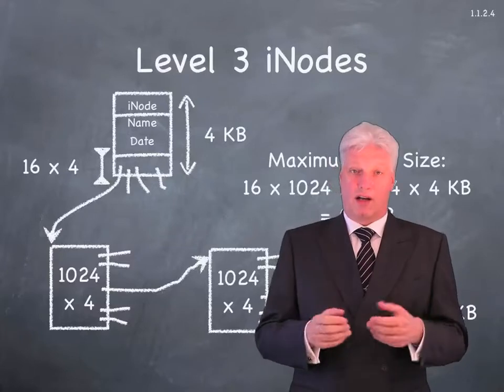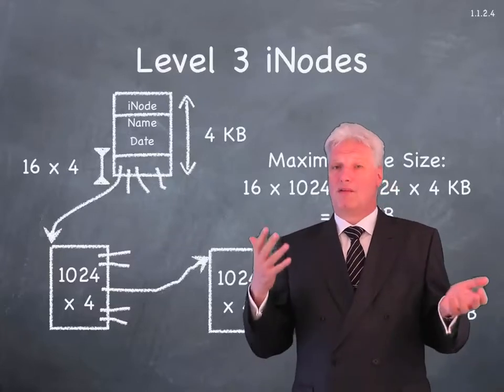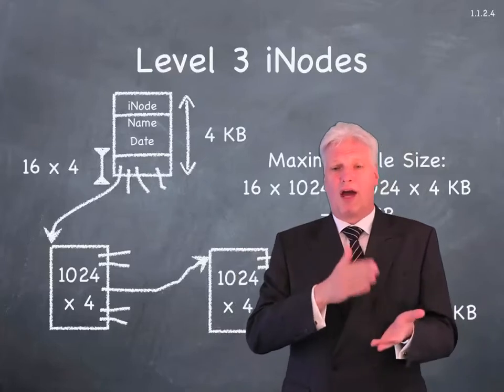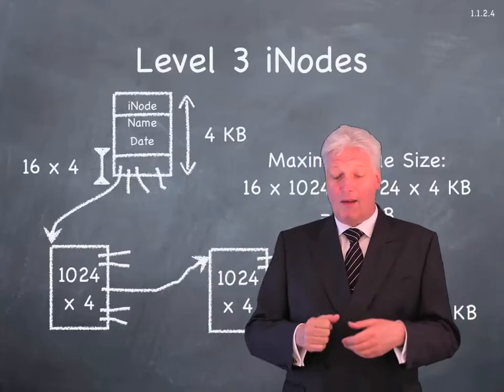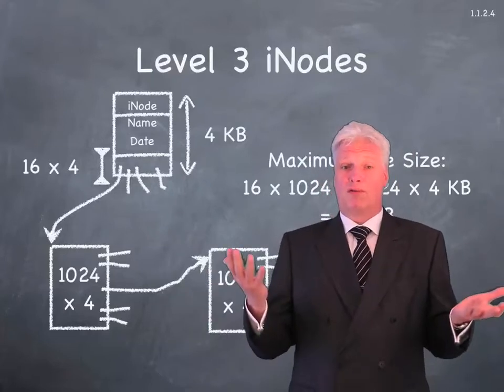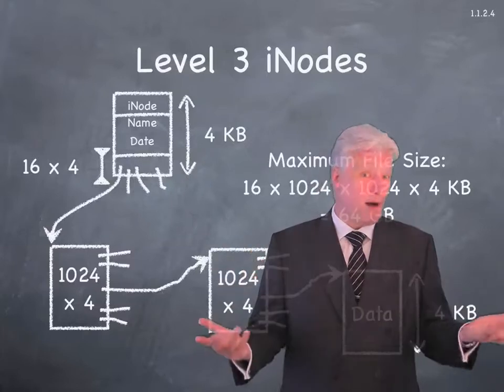If we need to store files that are larger than 64 megabytes, we can use a level 3 iNode. And of course, a level 3 iNode has 3 pointers. And a level 3 iNode allows you to go for files with a size up to 64 gigabytes.